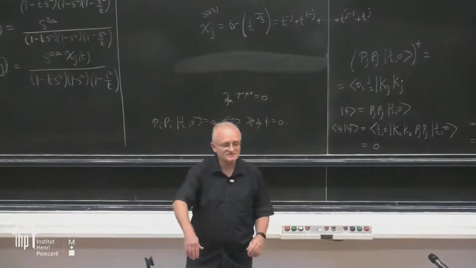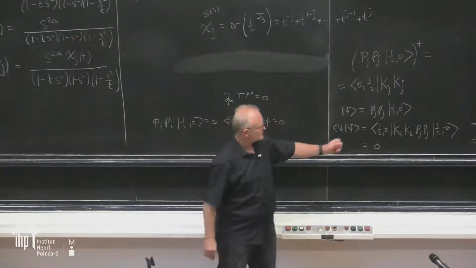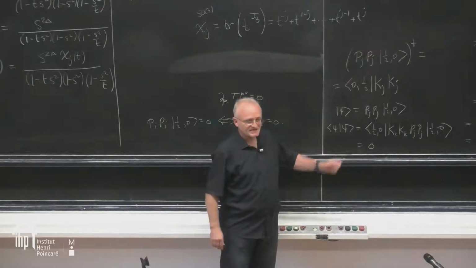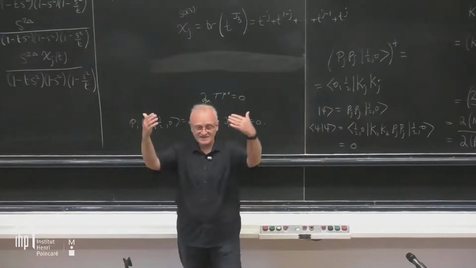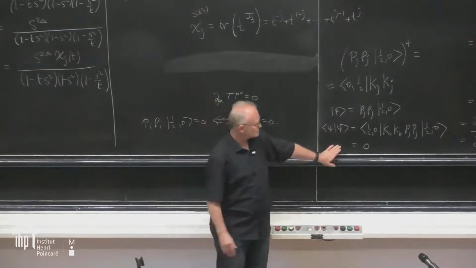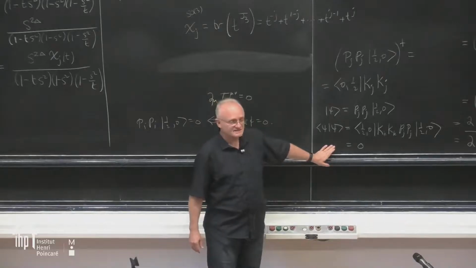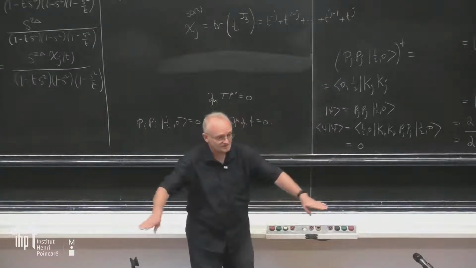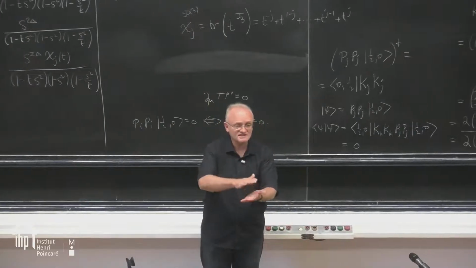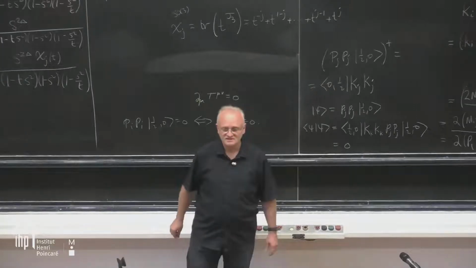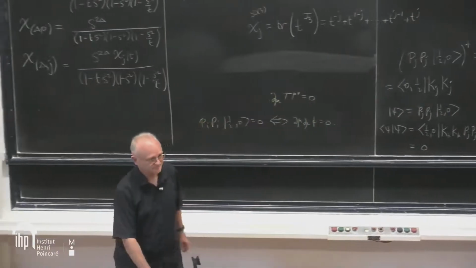You find if delta is greater than 1/2, this norm is positive. If delta is equal to 1/2, this norm is 0. And if delta is less than 1/2, this norm is negative. And that tells you there's no unitary representation of the conformal group with that dimension. So there are actually lower bounds for dimensions, and if you saturate them, you get null states. If you go beyond that point, you don't have a unitary theory.